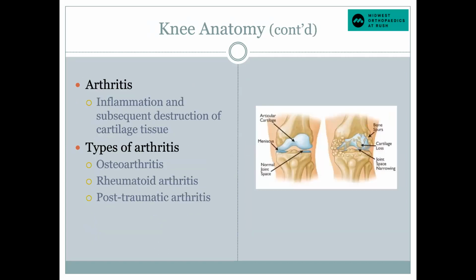Arthritis is the inflammation and destruction of the cartilage tissue. As you can see by the picture here, that is the degenerative joint disease taking place. The different types of knee arthritis include osteoarthritis, rheumatoid arthritis, and post-traumatic arthritis.